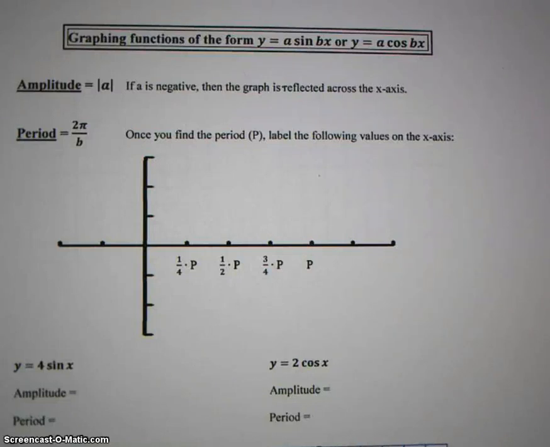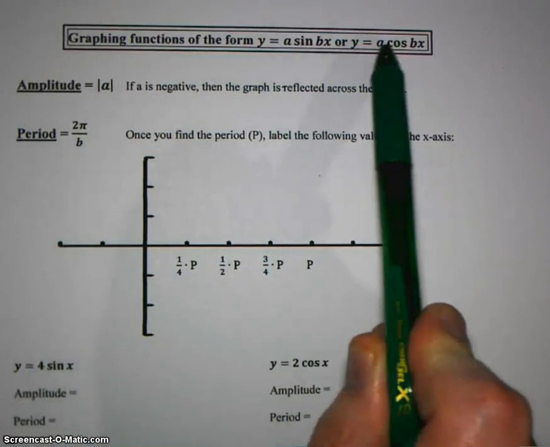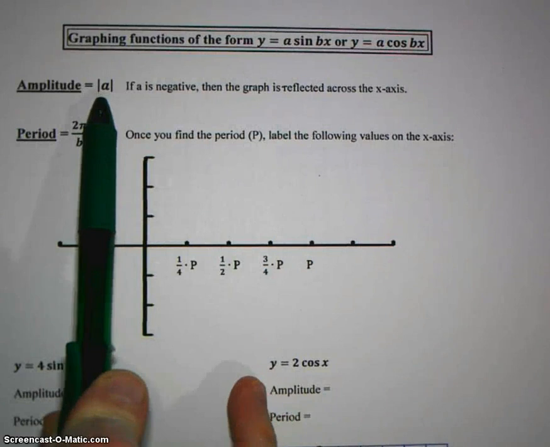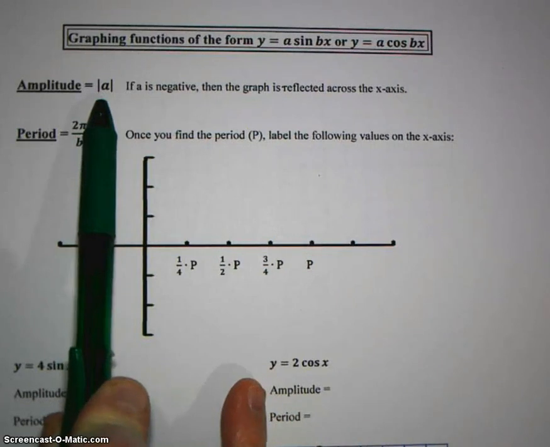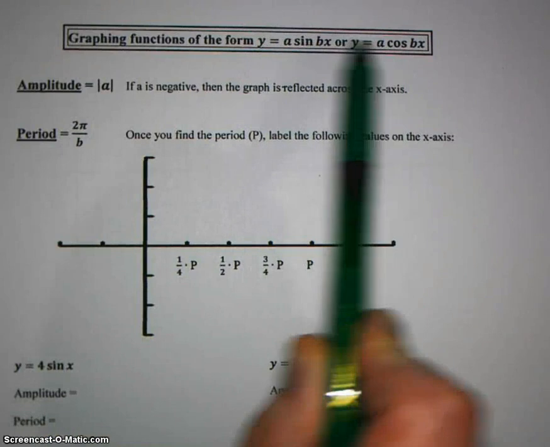All right, so now we're ready to graph sine and cosine graphs by hand. When we do this, the first thing we're always going to do is find the amplitude. Amplitude is always the A number, but it's always positive, so we throw absolute values on there. So amplitude is always given as a positive number, and it's always the number that's right in front there.